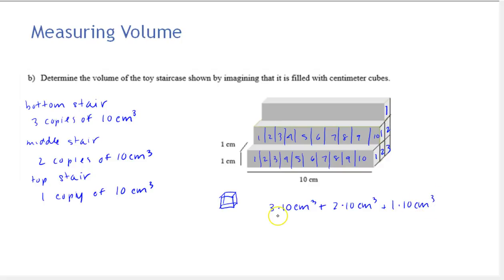Okay, so 3 10 centimeter cubes will be 30 centimeters cubed. 2 copies of 10 centimeter cubes will be 20 centimeters cubed, and 1 copy is 10. And now since they're all the same unit, we can add them up. 30 plus 20 plus 10 is 60 centimeters cubed.